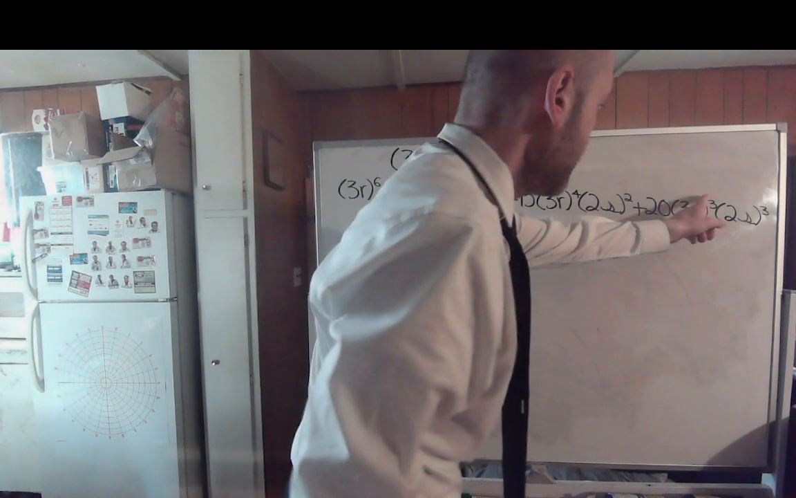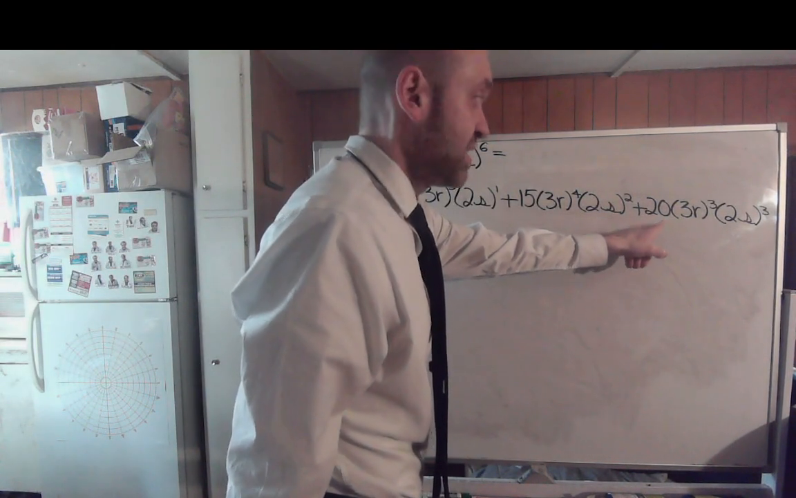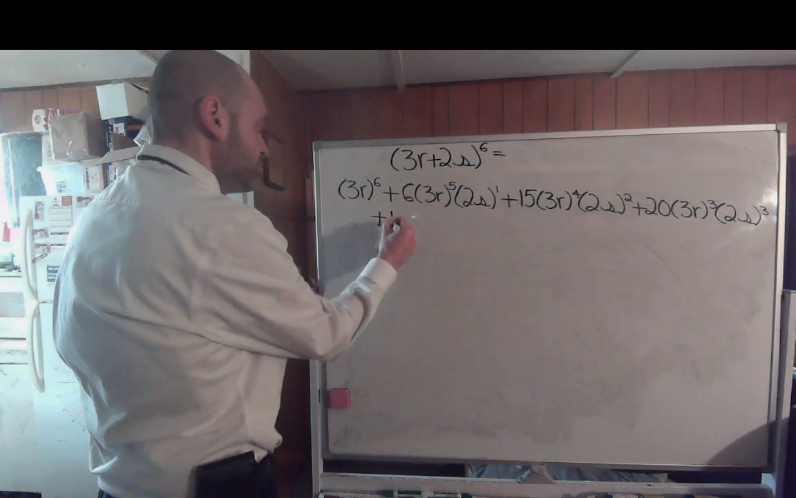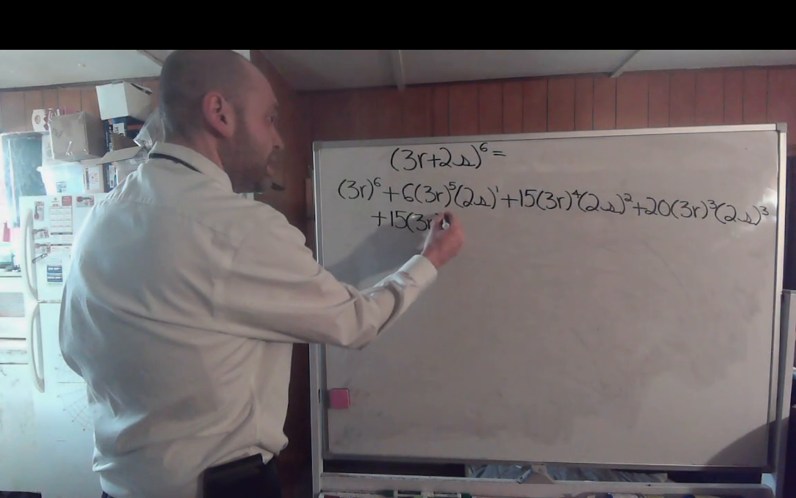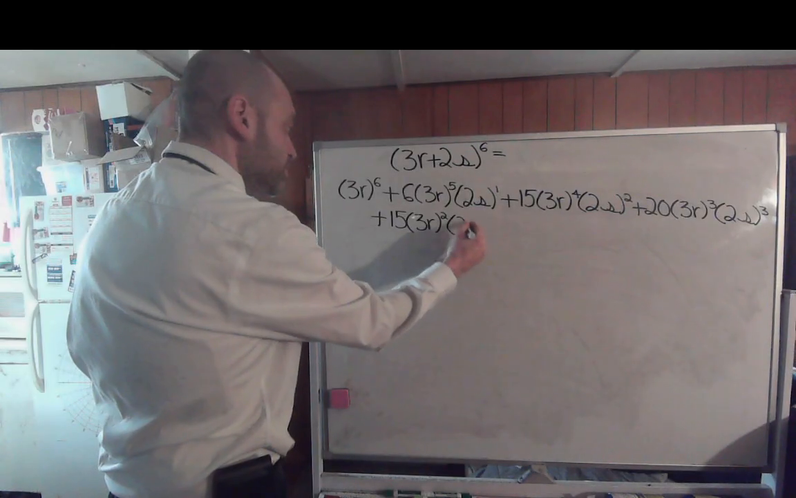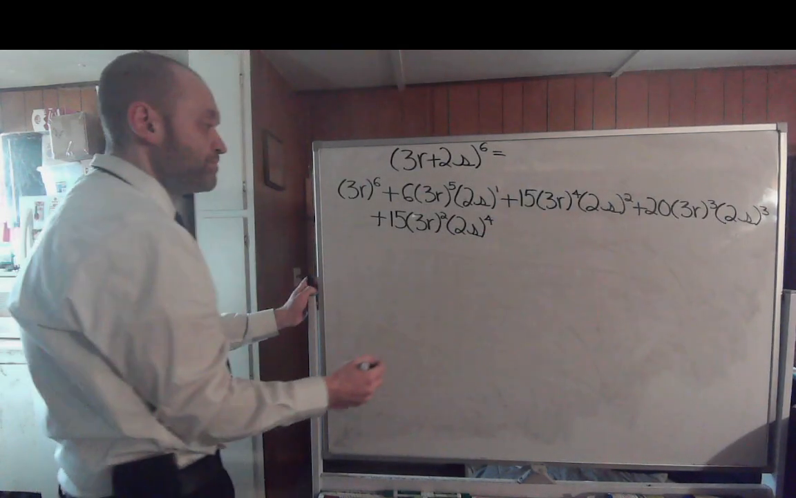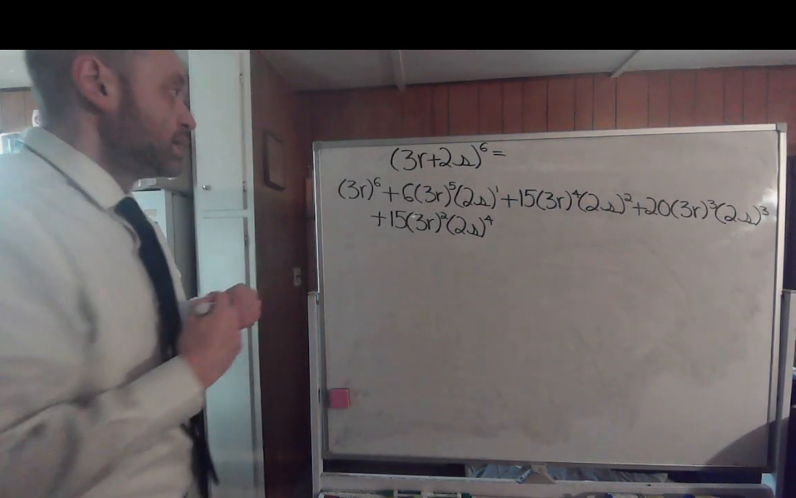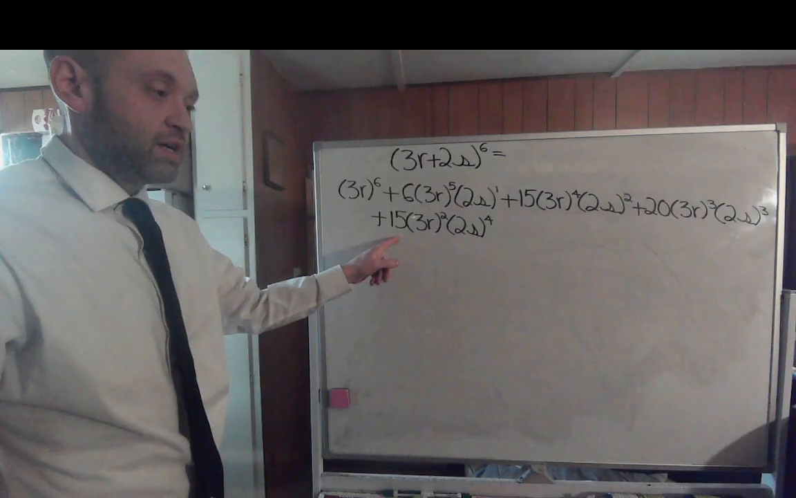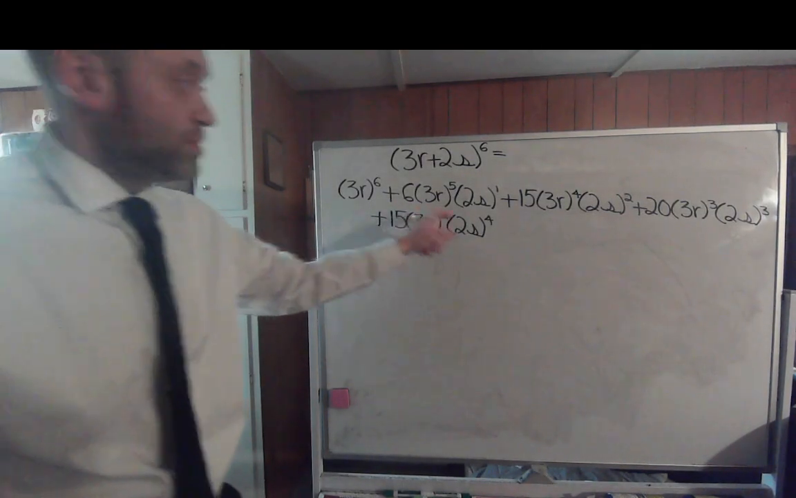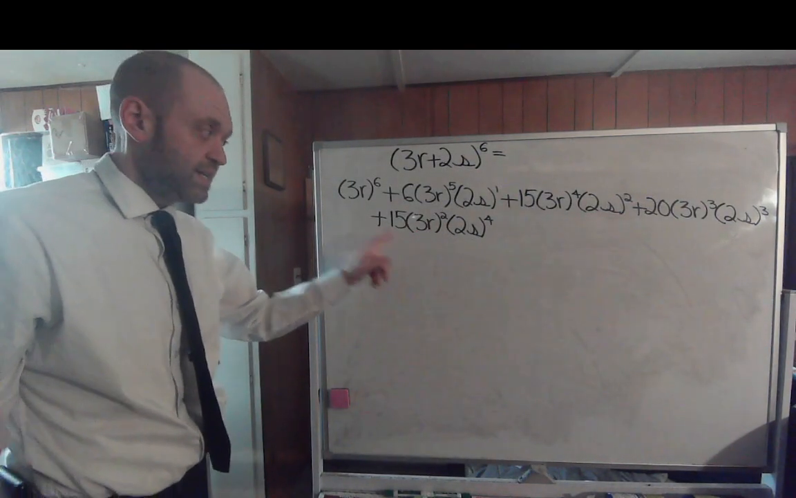Now take that 3 times that 20, that gives you 60. Divide by the term you're on, which is 4. 60 divided by 4 is 15. So this will be plus 15 times 3r to the second power times 2s to the fourth power. Now to get your next term, take that 2 times 15, which is 30. So let's see, 1, 2, 3, 4, 5. So take 30 divided by 5, you'll get 6.